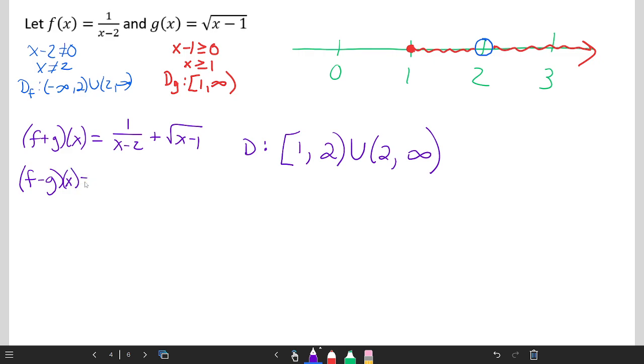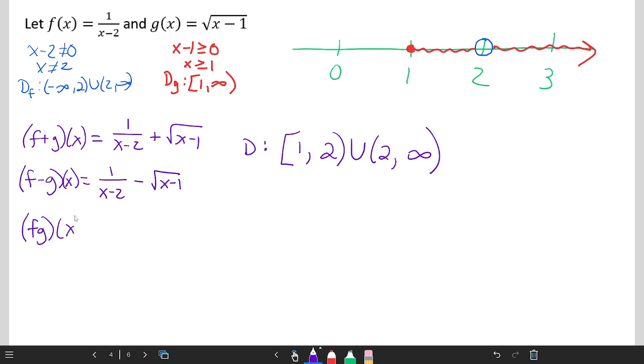For F minus G, the equation is going to look something like this. And that's going to have the same domain. We still don't want to use 2 because it would make that denominator 0. We still have to use a number greater than or equal to 1 so that the square root works out.